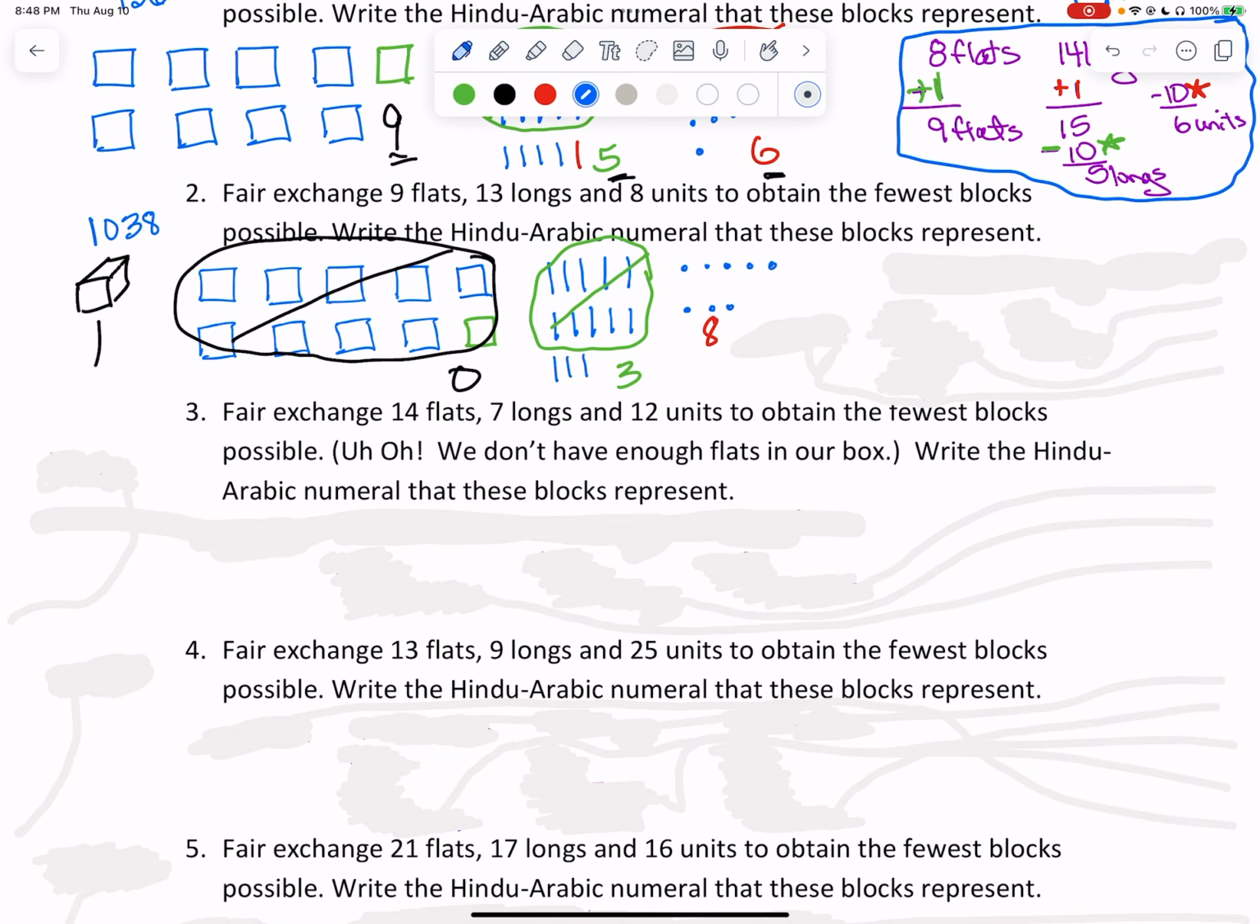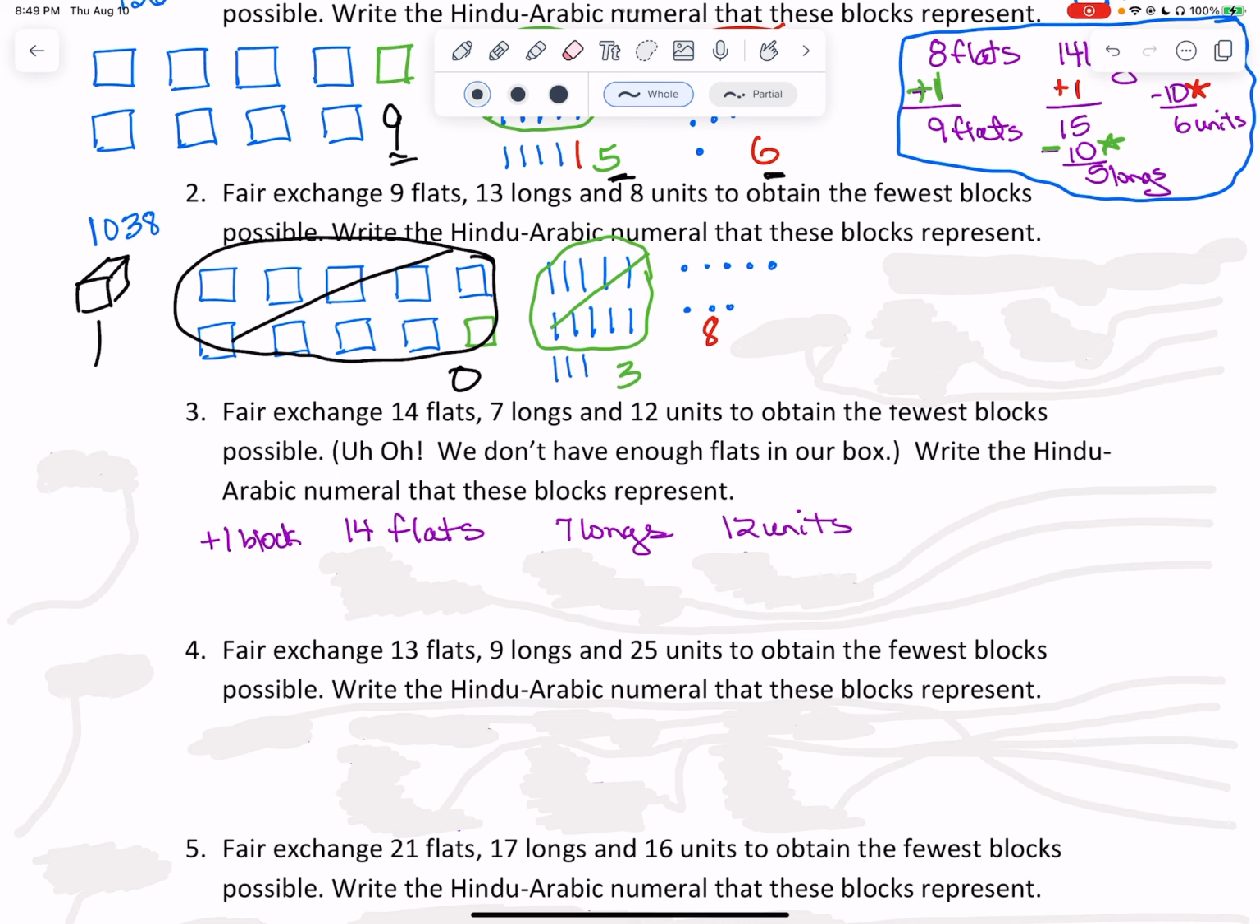Let's see. With this one, notice I don't have enough flats in my box. I would have done this in class. We are going to do some of this in class. But when I go to my box, I only have 10 or 11 flats. I don't have 14 flats. So I don't have the option of working it with actual manipulatives. You could work it the way I've been doing it with drawing it, and you would just draw 14 flats and 7 longs and whatever.